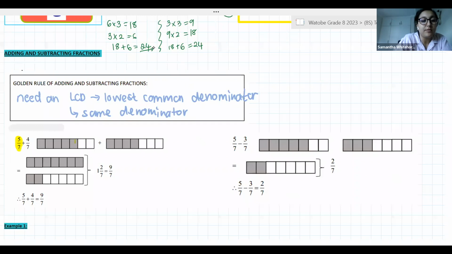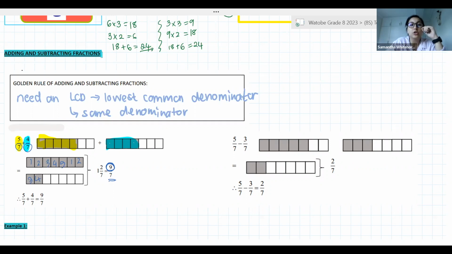So 5/7, I've got 5 of 7 blocks colored in. It's not very good coloring in, but anyways, plus 4/7, so plus 4 out of 7 blocks. Because the denominators are the same, both 7, I can easily add them. I've got my 5 blocks, plus my 4 blocks, and I get a total of 9 colored in blocks, 9 out of 7. I could only do that because my denominators were the same, so I could only add my numerators.